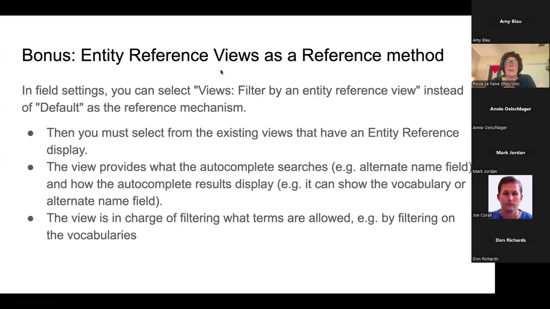Oh, good. Here's what I would have called the bonus, showing how entity reference views can work as a reference method. So when you're setting up your taxonomy term as a field, there was that reference method dropdown where you could choose between default or views filtered by an entity reference view. So first you need to make an entity reference view, and that is a view with an entity reference display. So you've got your page display, your block display, your REST export display, and entity reference is another display there. So it needs to have one of those.